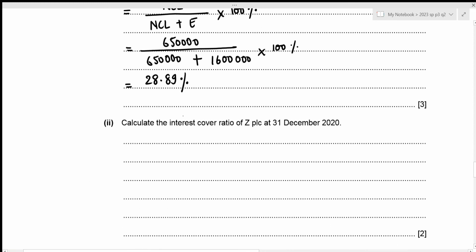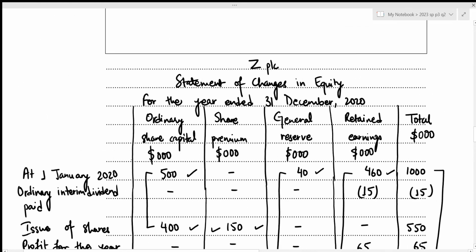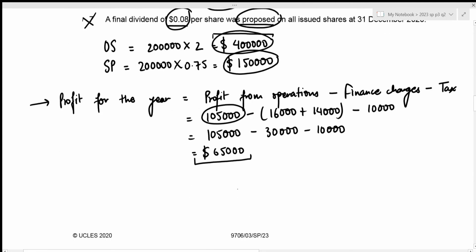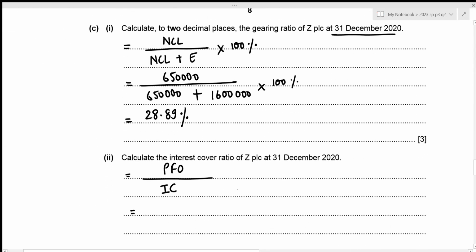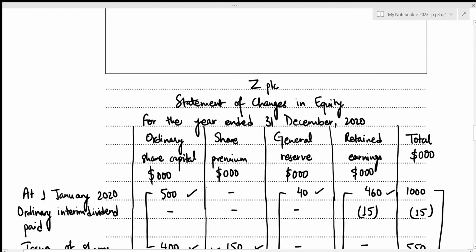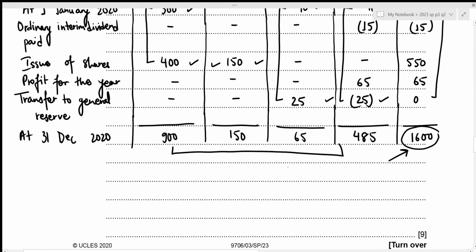Now for the second part, we need to calculate the interest cover ratio, and the formula for interest cover ratio is profit from operations divided by the total finance charge or interest charge, right? And we are given the information regarding profit from operations. So profit from operations was 105,000. Let's write it down. And the interest charges were also given, which is basically the finance charge, right? And that was 16,000 plus 14,000, which results in 30,000. So let's write this amount down as well.